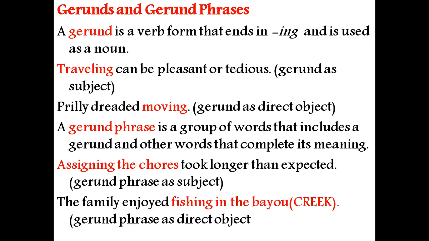Example number 2. The family enjoyed fishing in the bayou. Bayou is a creek, a body of water. Gerund phrase as a direct object. Now you can see the family enjoyed fishing in the bayou. Fishing in the bayou is a direct object, a gerund phrase as a direct object.